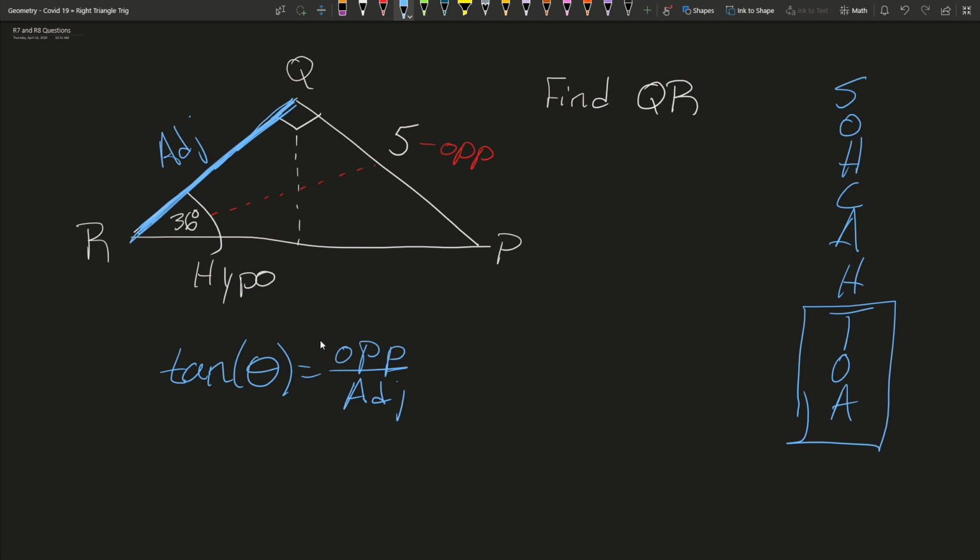Then we can substitute in what we know. So the tangent of 36 is equal to 5 over the adjacent. All right, and there are kind of two questions that stem from this. One, how do you solve for something underneath a fraction? In this case, we're solving for the denominator. And the other is what do we do with angles that aren't 30, 60, or 45?